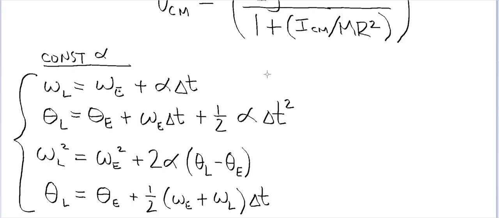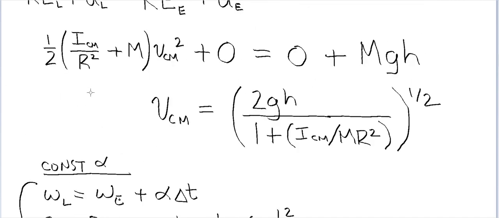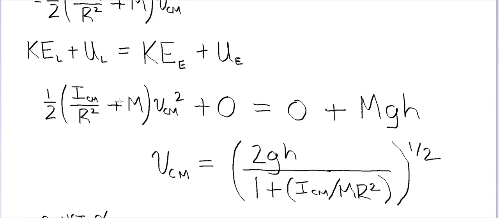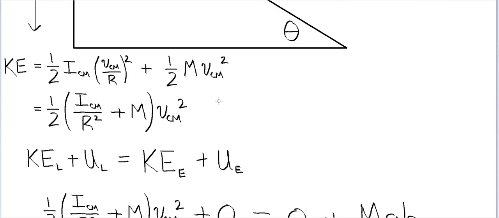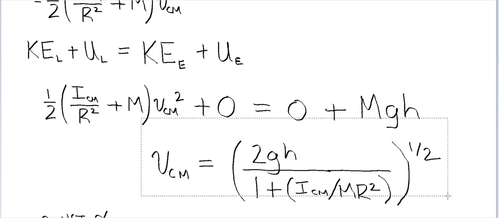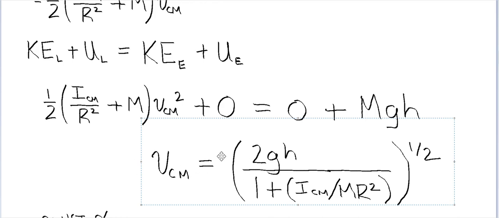So in this rolling without slipping, rolling downhill, released from rest, this is going to be VCM after it has rolled down some height h.